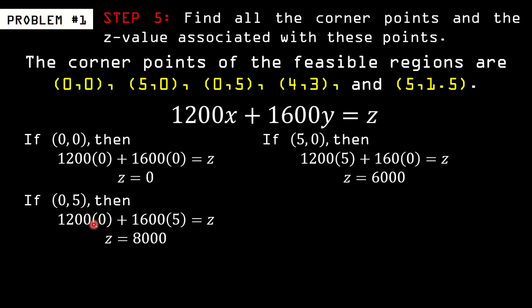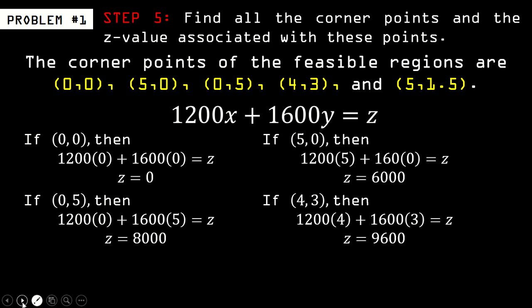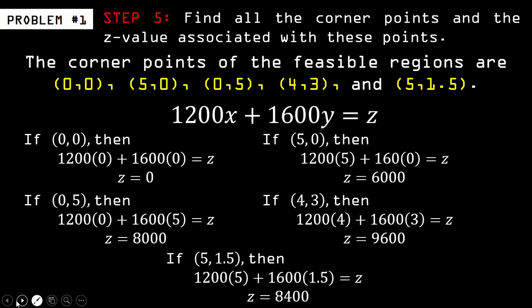Okay, so the total amount of money is 8000. And then if we have 4, 3, if x is 4 and y is 3, 1200 times 4 plus 1600 times 3, that is 9600. And then lastly, if x is 5 and y is 1.5, we'll have 1200 times 5 plus 1600 times 1.5, and the sum of that is 8400.